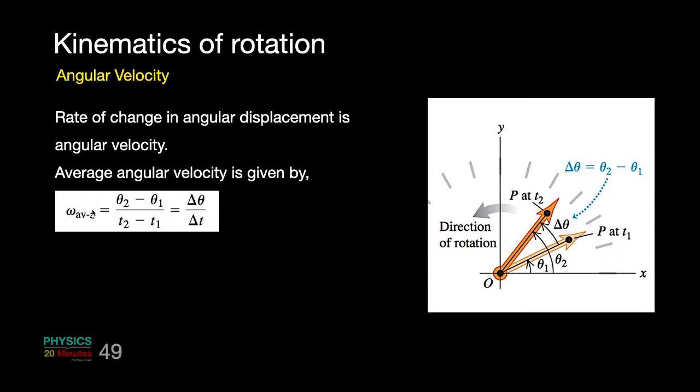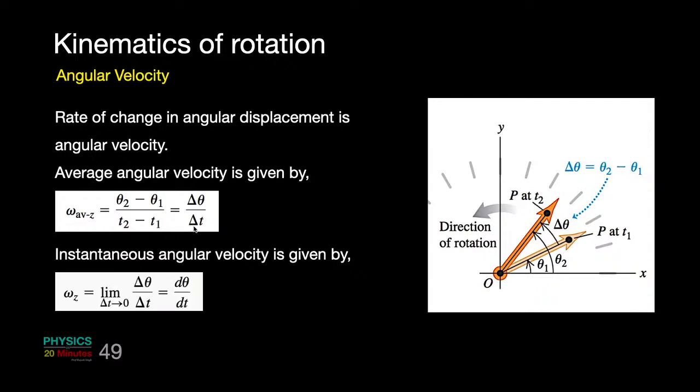I'm writing z here because omega is directed in the direction of the z-axis in this diagram. The rotation is happening in the xy plane. This is the x-axis, this is the y-axis. I will show you in a very short while how omega is towards the z direction. But before that, average omega is delta theta by delta t. The instantaneous angular velocity is given by taking the limit of delta t to 0. As delta t tends to 0, omega z is the limit of delta theta by delta t, which is nothing but d theta by dt.